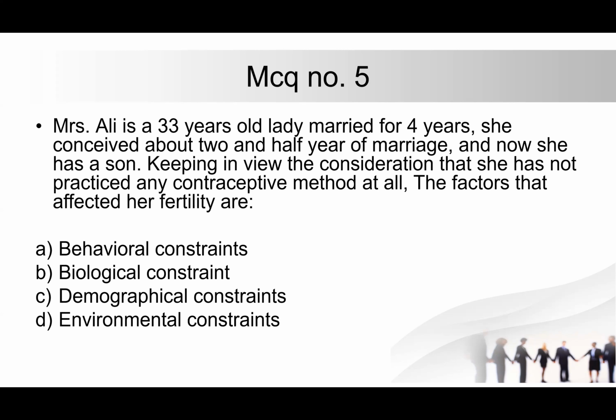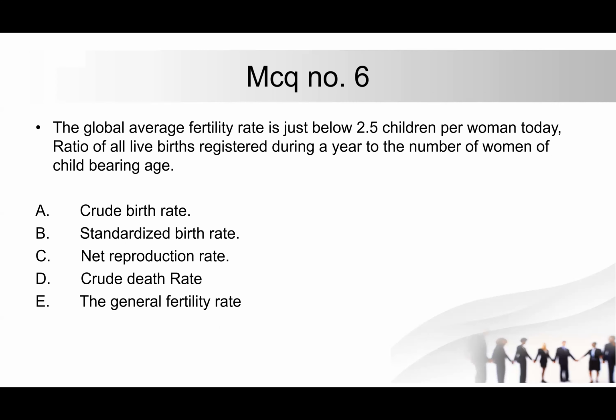Mrs. Ali is a 33-year-old lady married for 4 years. She conceived about 2.5 years into marriage and now she has a son. Keeping in view that she has not practiced any contraceptive method at all, the factors that affect her fertility are: behavioral constraints, biological constraints, demographical constraints, environmental constraints. It's B, biological constraints.